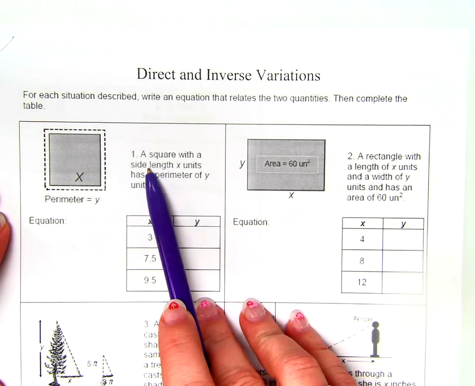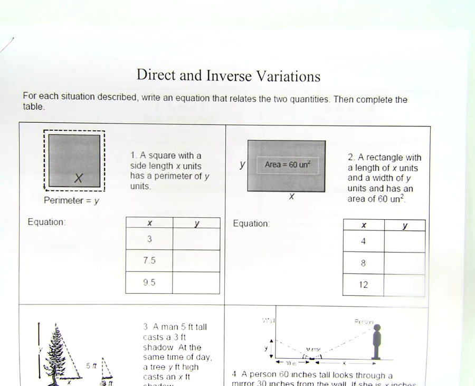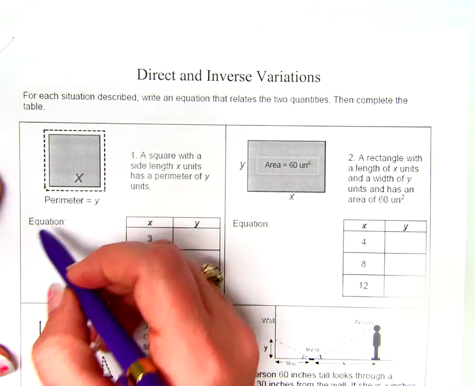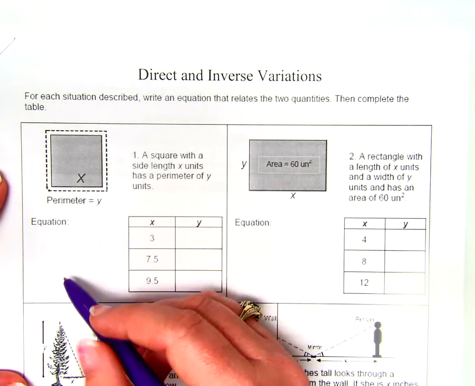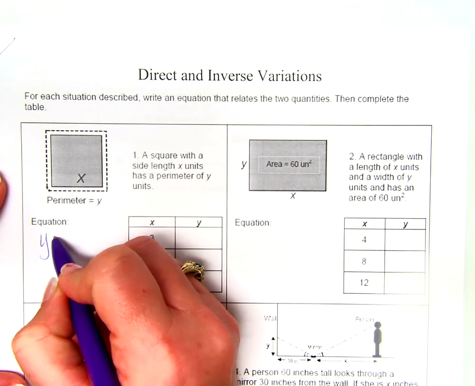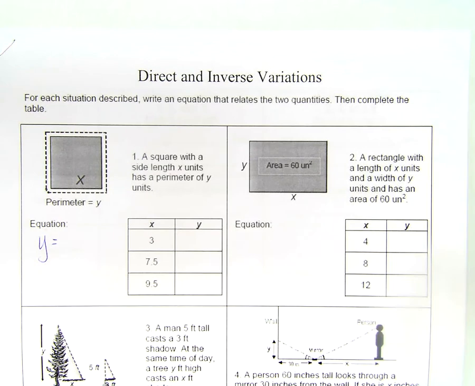A square with a side length x units has a perimeter of y units. How do we find the perimeter of a square? Add all the sides, right? What's special about the length of the sides of a square? They're all the same. So if we're trying to find an equation for the perimeter of this square, the perimeter is what? X times 4? Is that what you said?